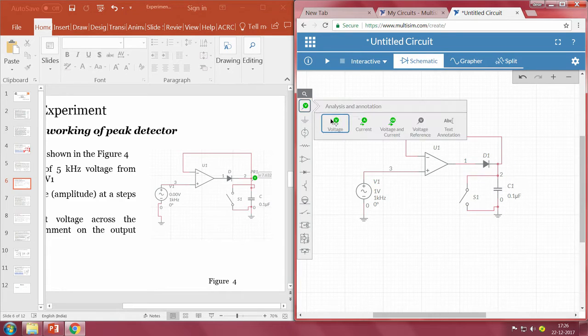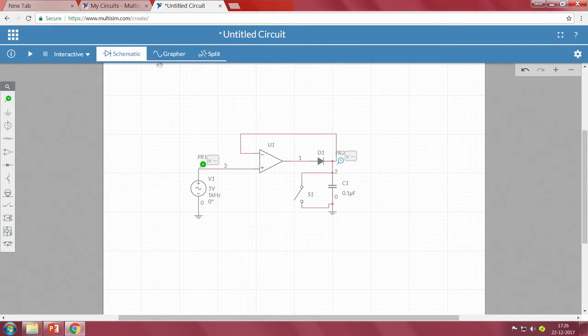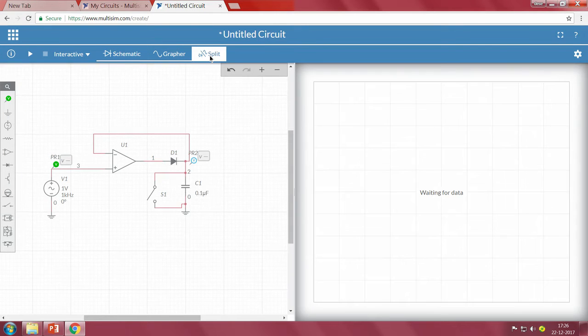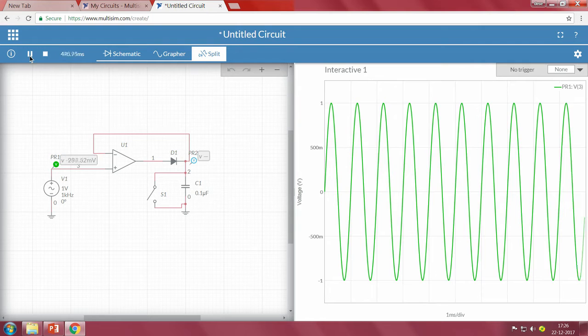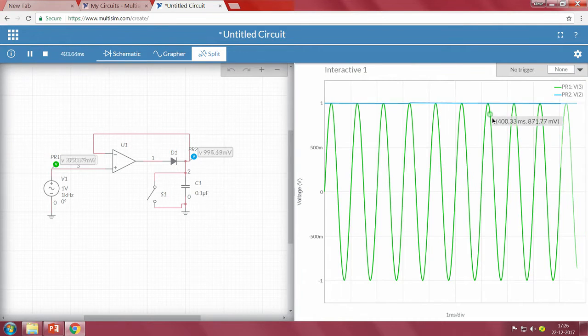Now, we are looking at the voltage at the input and the voltage at the output, or across the capacitor, and we are looking at the output signal. So, when we press run simulation, you will be able to see that right now my voltage is about 1 volt and my output voltage is also close to 1 volt.